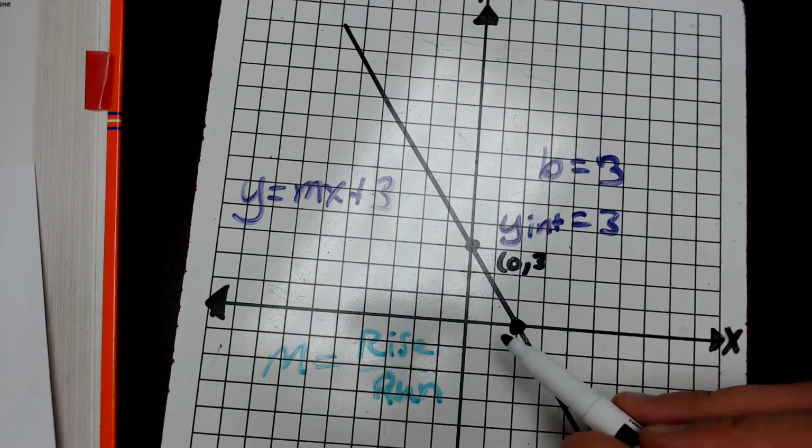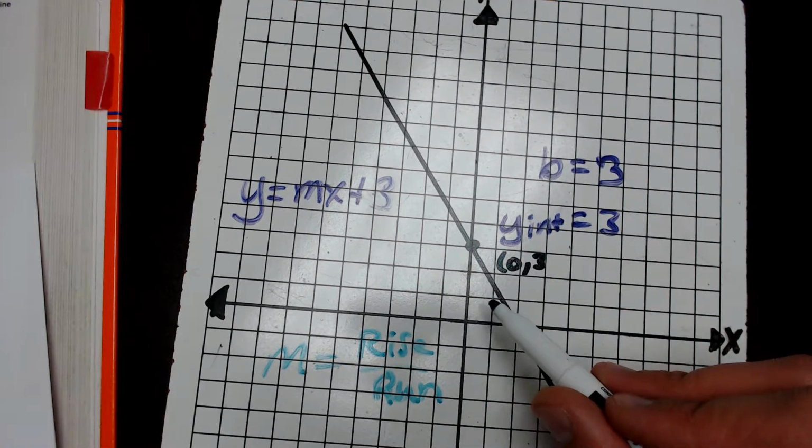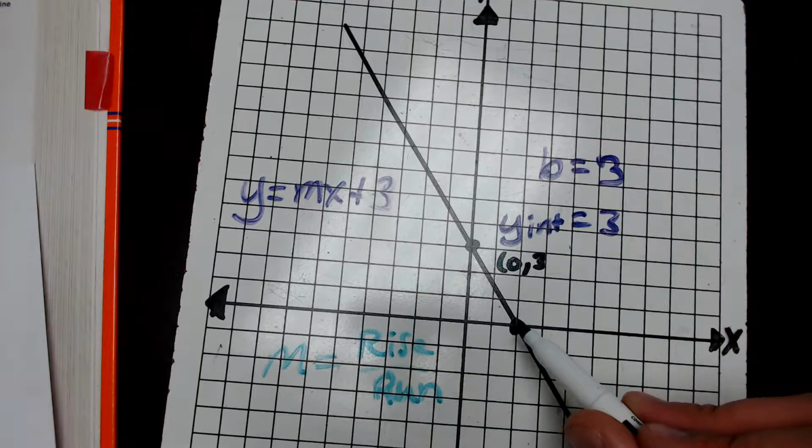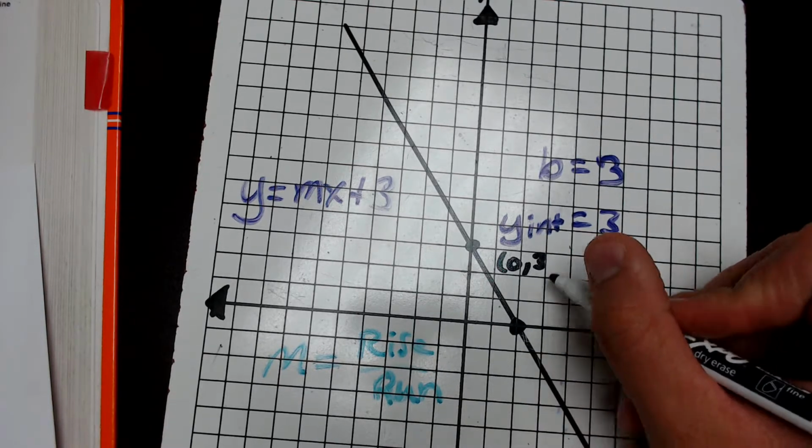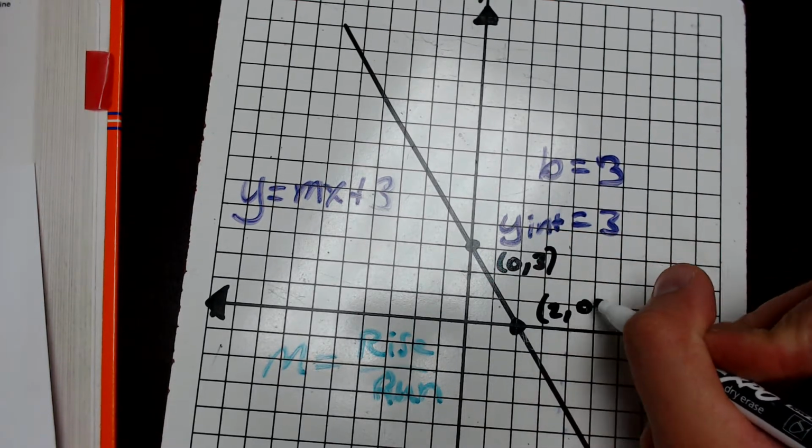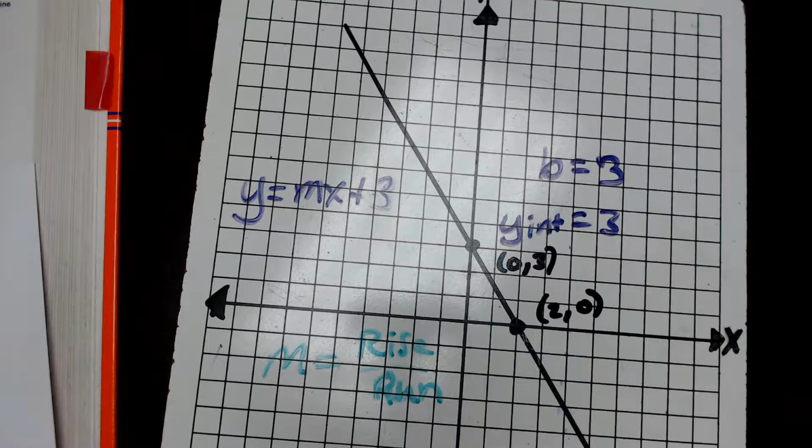So this next point I see crosses perfectly. Now I'm not choosing this one or this one because they don't land perfectly on a corner. This one does. This one is 2, 0. So these are the 2 points I'm going to choose.